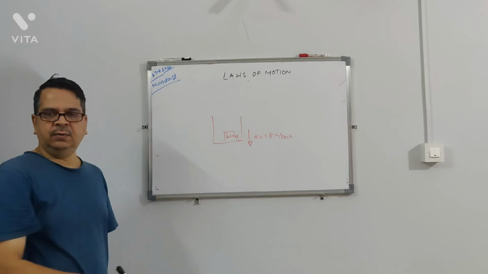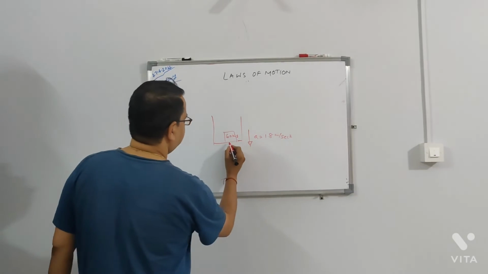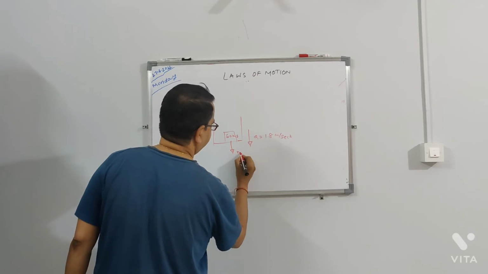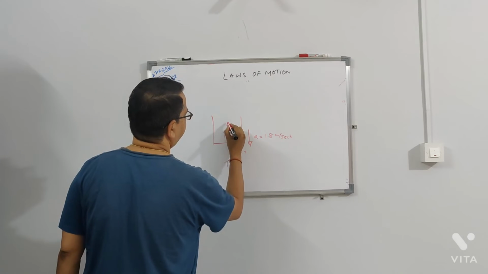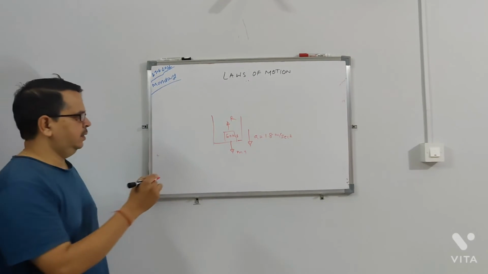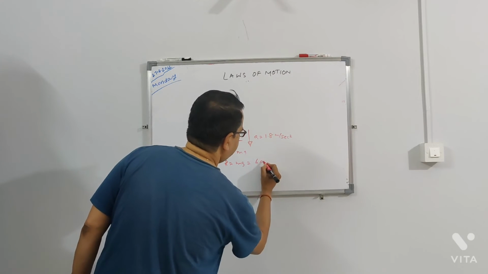So when it is at rest, what is the force exerted by the floor on him? This is the weight mg, and this will be the reaction. The reaction is nothing but the force exerted by the floor on him. So R will be equal to mg, which becomes 60 into 10.